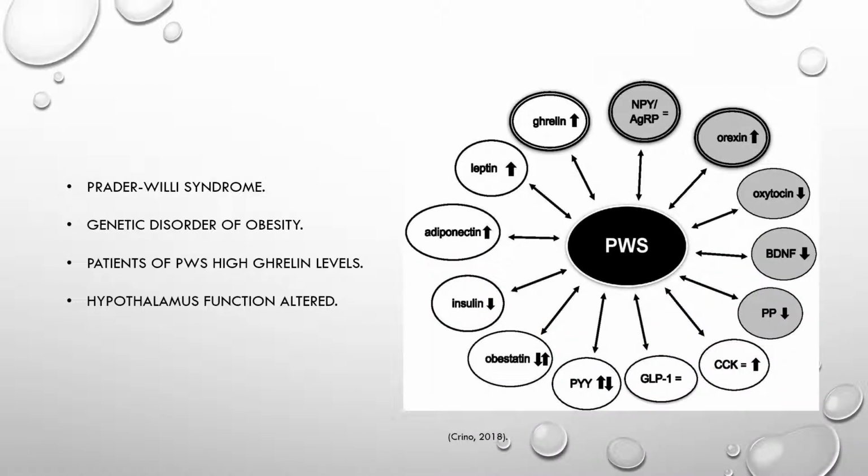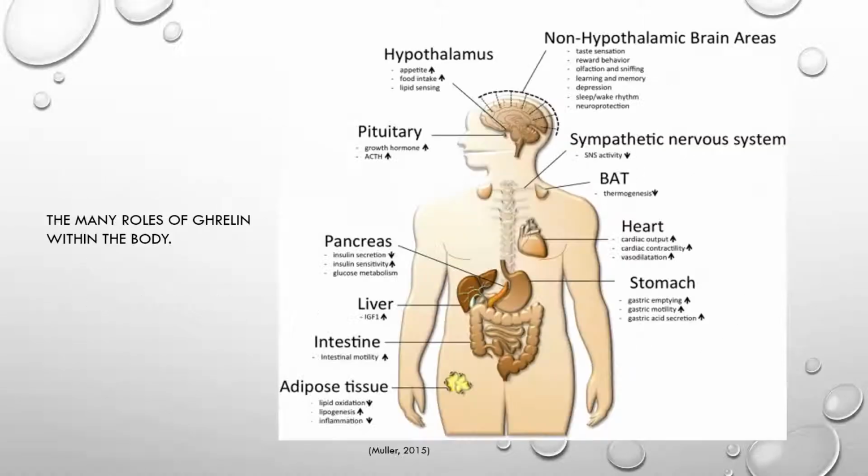Prader-Willi syndrome is a genetic disorder that ghrelin could play a role in, but once again is still being investigated. PWS patients have an excessive appetite, and it has been found that these people have very high levels of ghrelin in their circulation. It is suggested that genetic alteration has caused the hypothalamus to not function as it should.